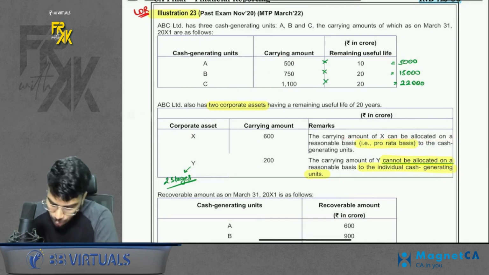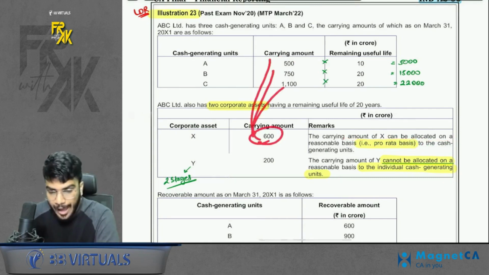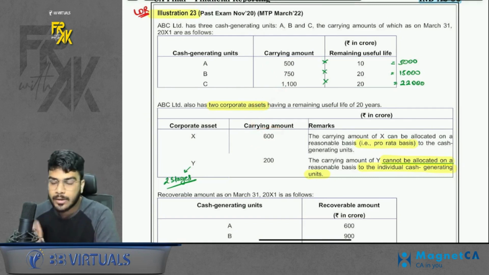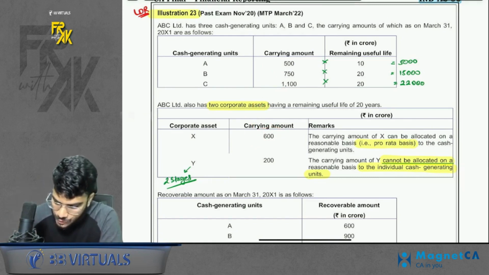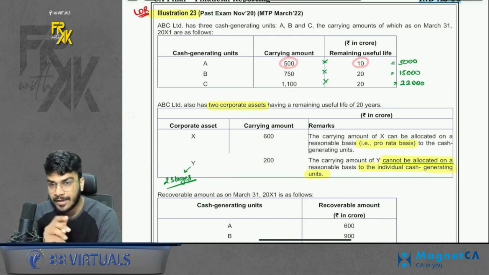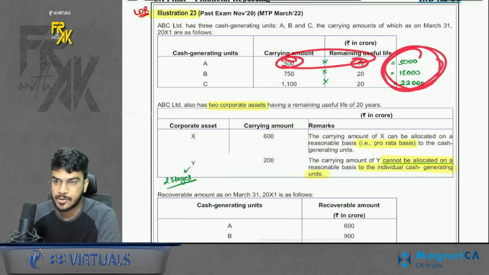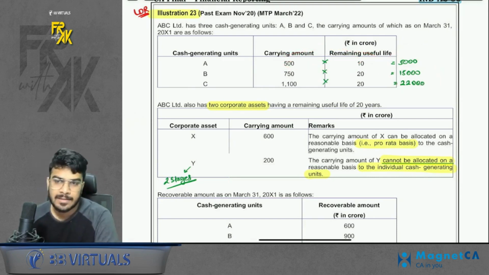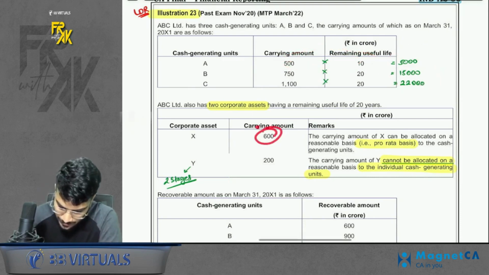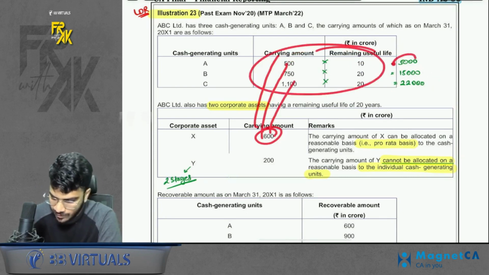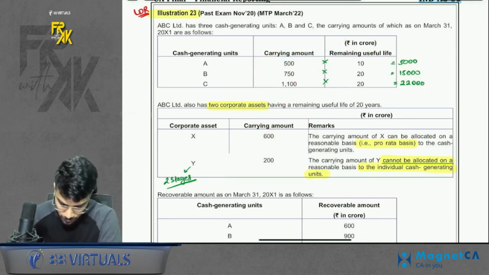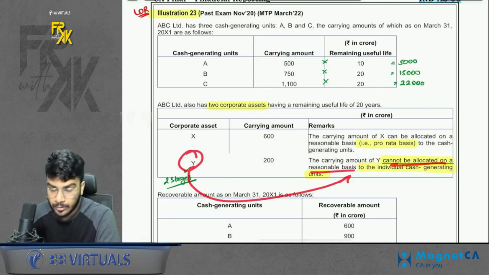Normally if I want to allocate this between all the CGUs, I will allocate in the ratio of carrying amount. But in this question, we have allocated in the ratio of carrying amount and useful life, the weighted average ratio. That is, multiply the carrying amount and useful life and then allocate in this ratio. Why did we do this? Because the question has done this. Simple. So we allocated X among all the three in this weighted average ratio. What about Y? It says Y cannot be allocated on a reasonable basis.